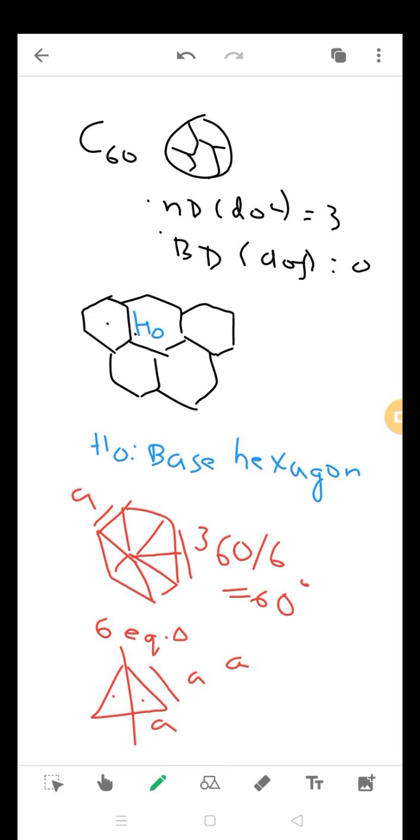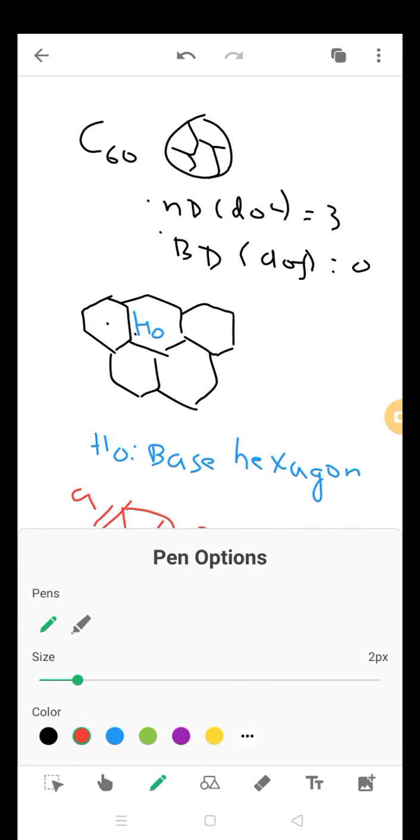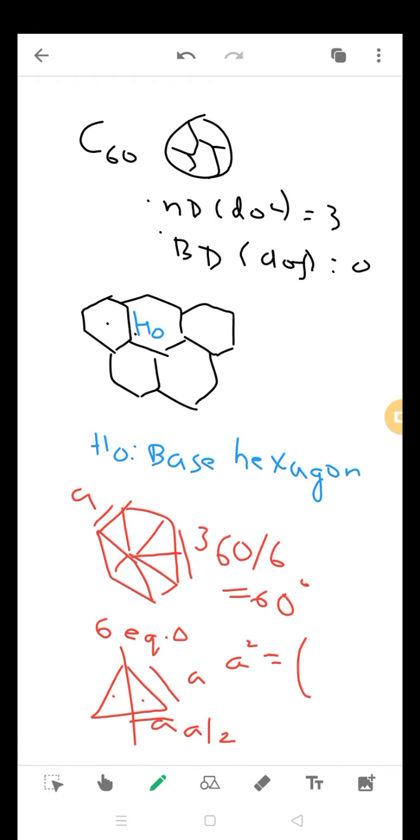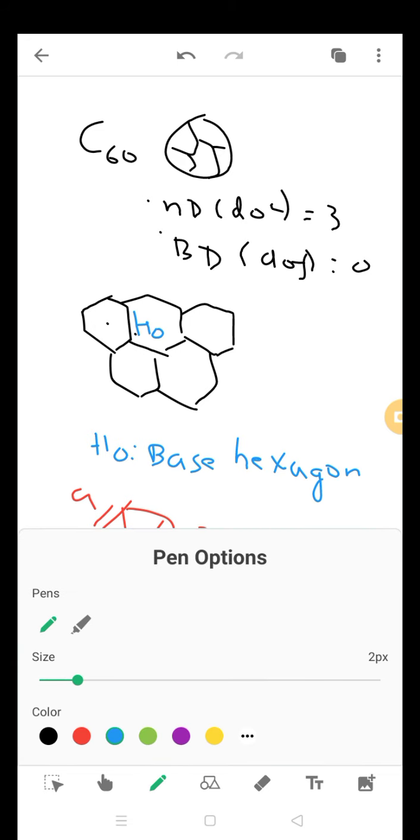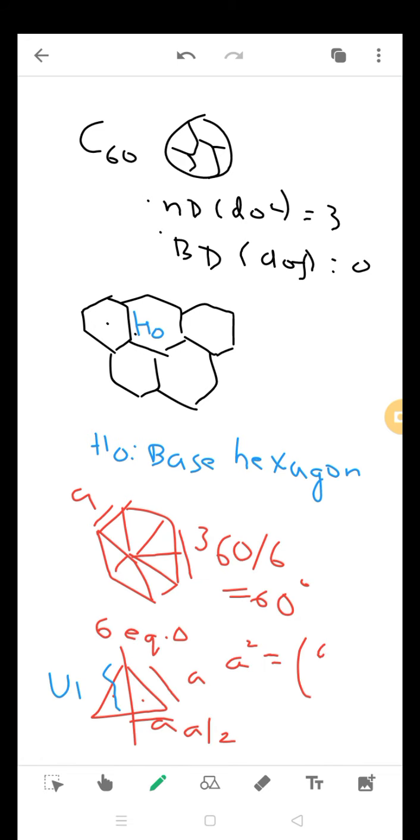So A square is equal to this is A by 2. We would like to find out this length, and say we call it U1. So according to the equation, A square is equal to A by 2 whole square plus, this is actually U1 by 2, not U1.